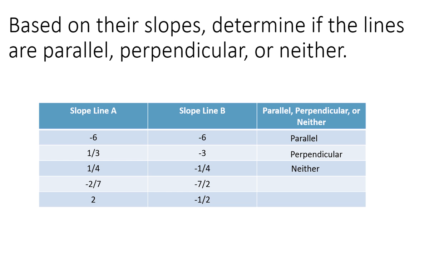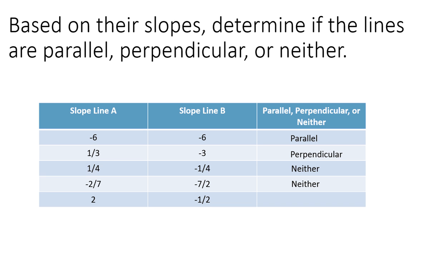Right? Next, let's look at -2/7 for slope of line A and -7/2 for slope of line B. Those are both negative numbers, so automatically those cannot be perpendicular because they're both negative. But they're not the same number. 2/7 is not the same as 7/2, and so those are going to also be neither. And notice in that example I just did, 2/7 is the reciprocal of 7/2. But the reason why those two lines are not perpendicular is because both of them are negative, and one would have to be positive in order for them to be perpendicular.